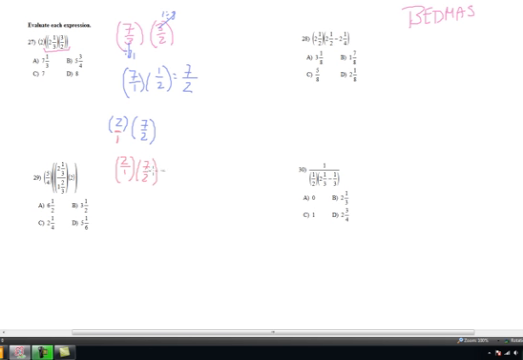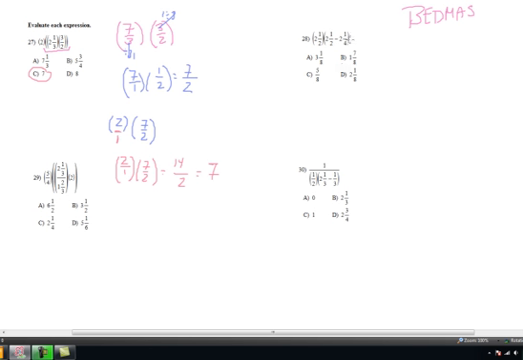And then just straight across. 2 times 7, that's going to give me 14. And 1 times 2, that's going to give me 2. 14 divided by 2, my answer then is just going to be 7. So the answer is C. Alright, so let's look over here at 28.